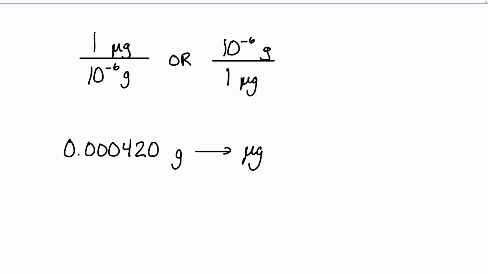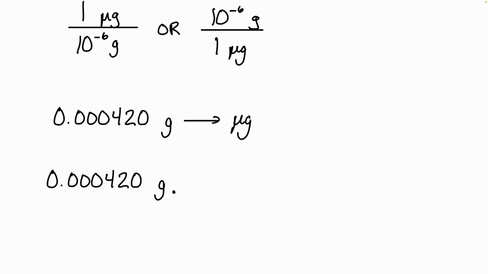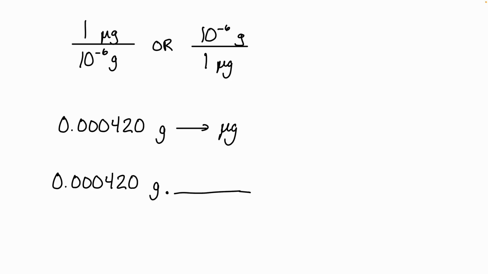All right, so I'm going to start with what's given here. I'm going to multiply by one of my conversion factors. I'm trying to cancel out those units of grams. So which one of these two conversion factors am I going to use? The one on the left or the one on the right? The one on the left, because that has grams on the bottom, which is what I'm trying to cancel out here. All right, so now I'm going to multiply by 1 microgram is 10 to the negative 6 grams.